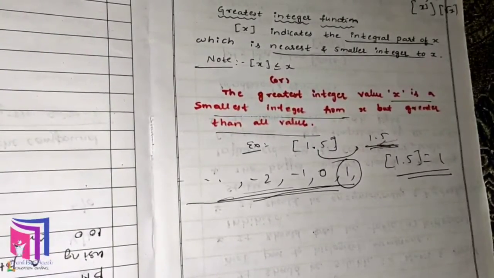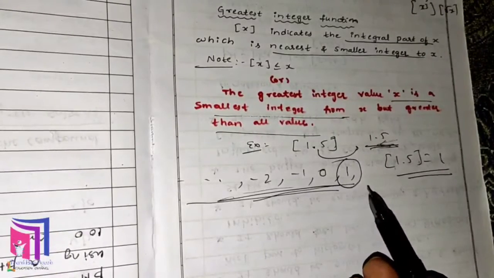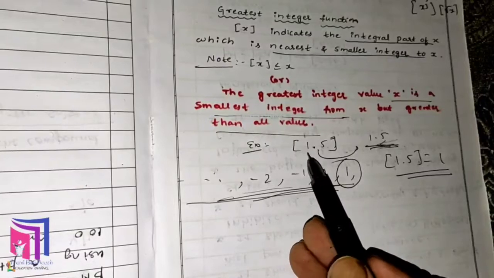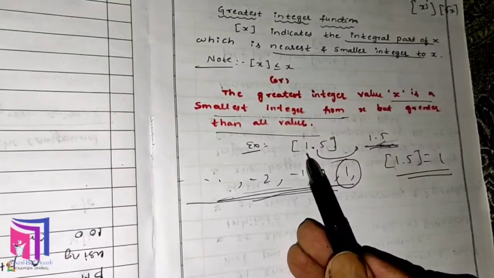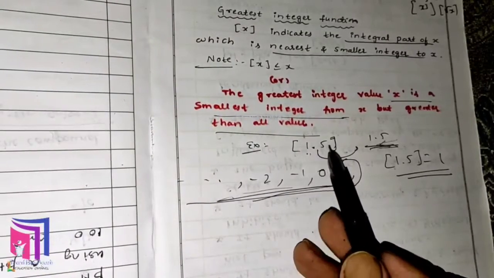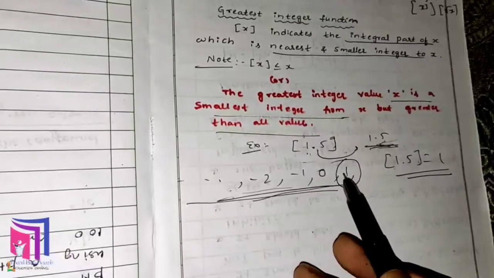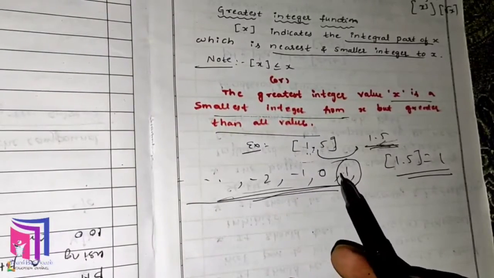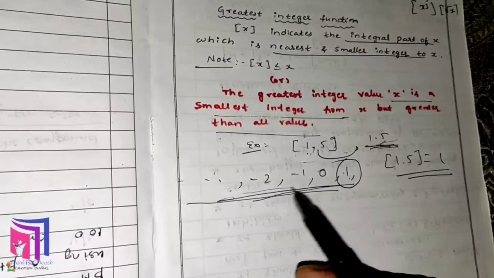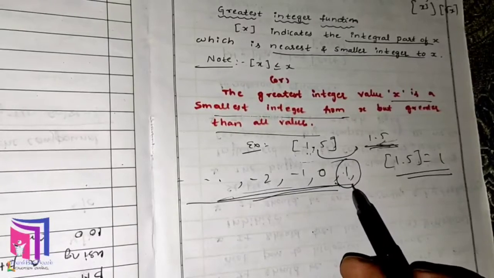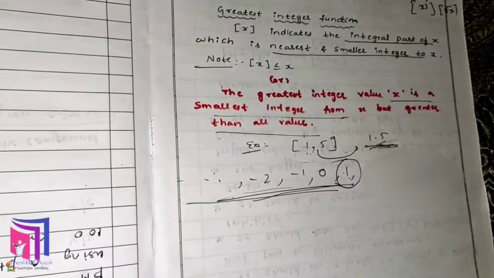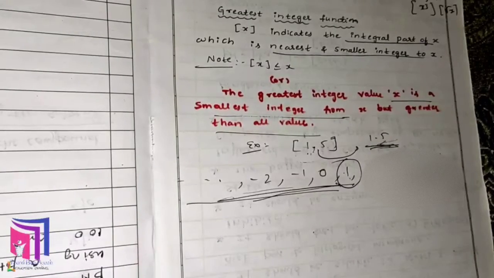First we have to write down all the nearest and smaller integers to this x. Among all these integers, which one is greatest? That is our answer. Okay, I hope you understand.